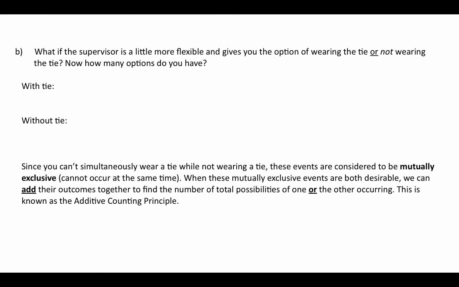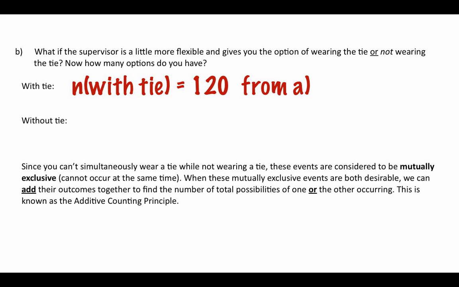All right, so what if your supervisor is a little more flexible and says, listen, you can wear your tie or you cannot wear your tie. Okay, so they're going to give you the choice of wearing the tie to work or not wearing the tie to work. So with the tie, which is from example A above, we know the number of ways of putting on this outfit with a tie included. So there's definitely a tie stage is 120.